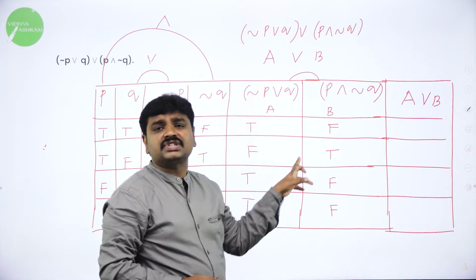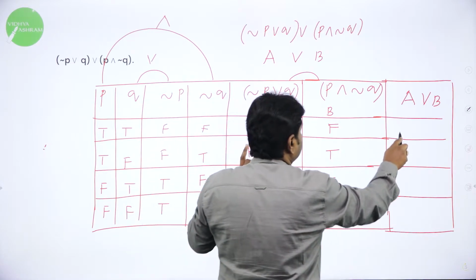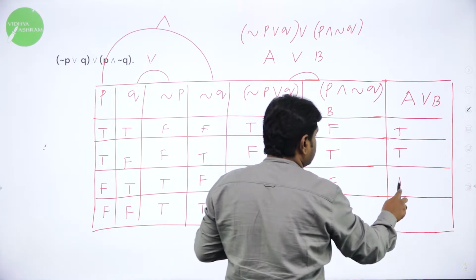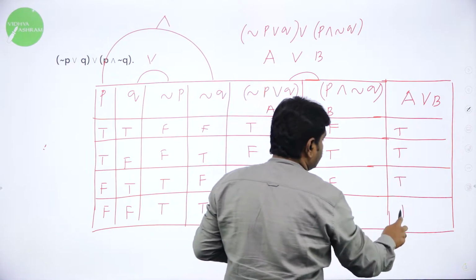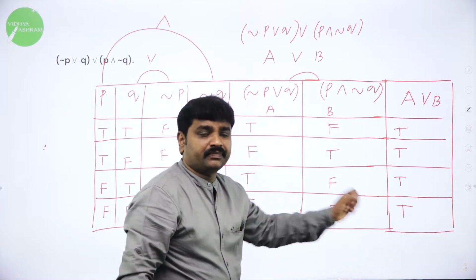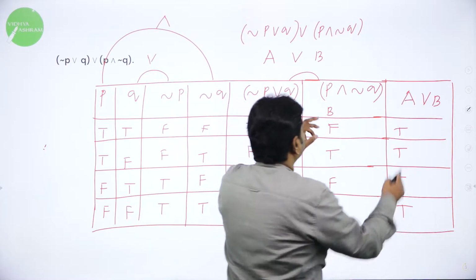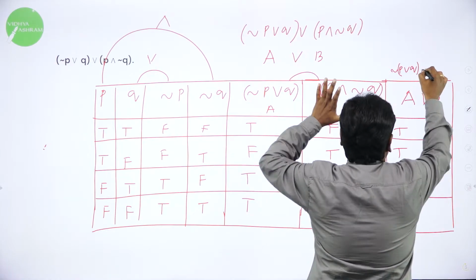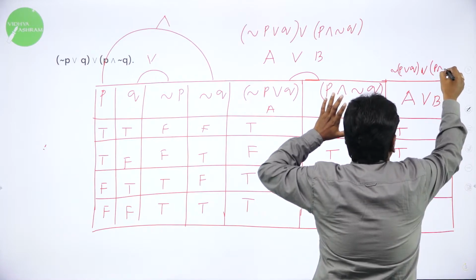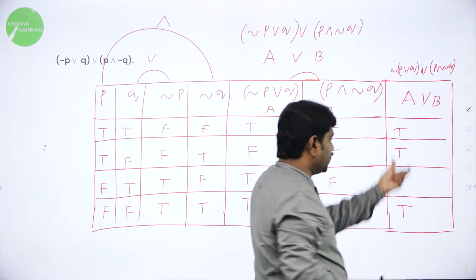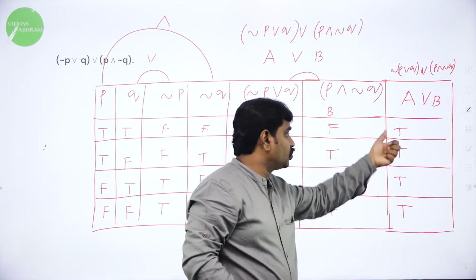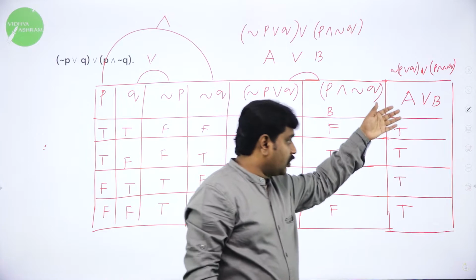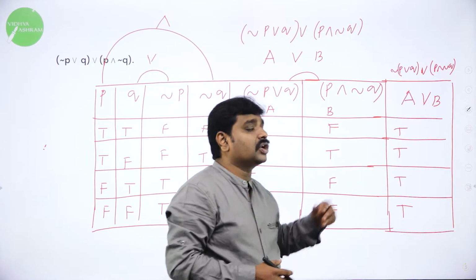What is OR? If any one is true, result is true. Out of these two, one is true, so result is true. Out of these two, one is true, result is true. Out of these two, one is true, so result is true. See the final output. So final output means what? This whole thing, that is negation P or Q or P and not Q. If you see the whole thing, the final answer is all the values are true. So if the compound proposition gives true for all the combinations, then we call this a tautology.